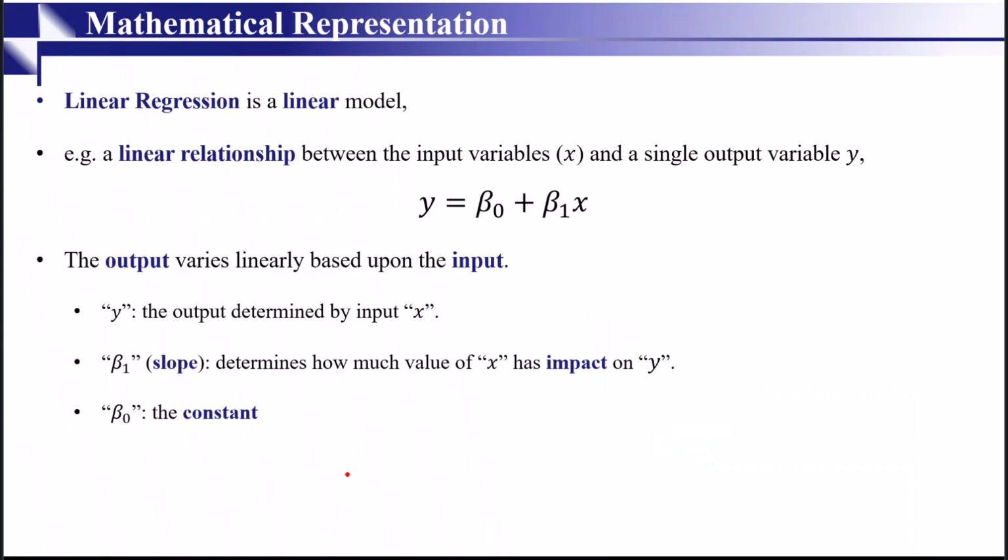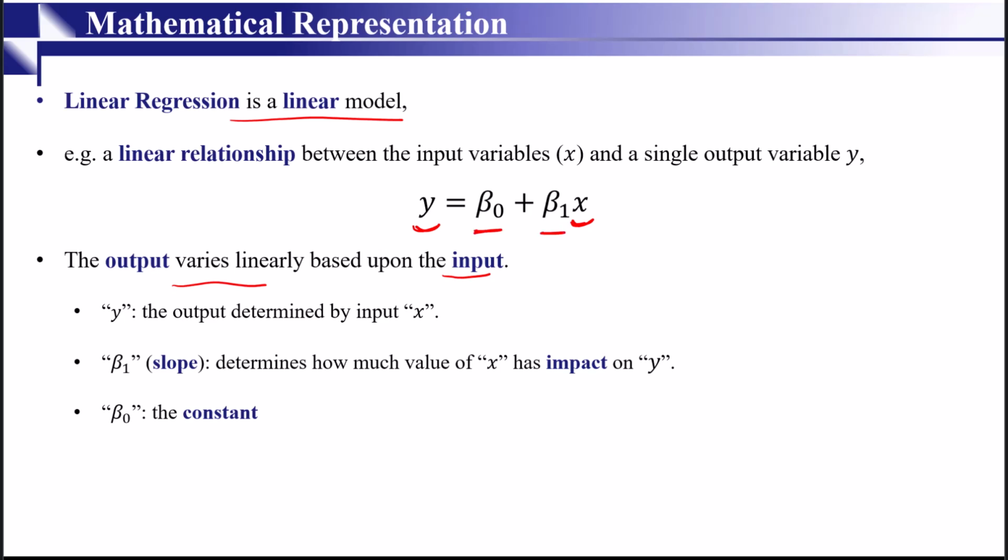So far, we have got an intuition about linear regression. Let's get to the math behind linear regression, but don't worry, I will keep it clear. Linear regression models the relationship as a straight line. In other words, linear regression is a linear model. We want a model that assumes a relationship between the input variable, like x, and the output variable, like y, right? So in this example, x is the independent variable and y is the dependent variable. As x changes, y also changes. So the output varies linearly based on the input. Here, y is the output that is determined by the input x.